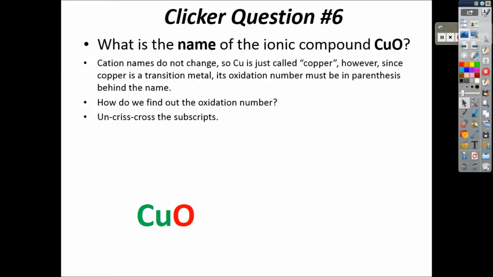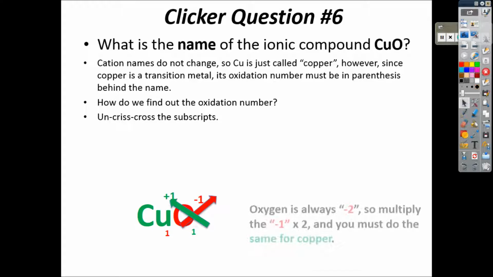So we're going to uncrisscross again. Now this time you have just a CuO. If you don't see any numbers on the bottom, that means it's the number 1 down there. So the Cu has a 1 and the O has a 1. You want to uncrisscross. So bring the 1 from the Cu back up to the top right. So that means O is -1. And then you have your 1 on oxygen. You bring that back up, and there's a +1 on the copper.